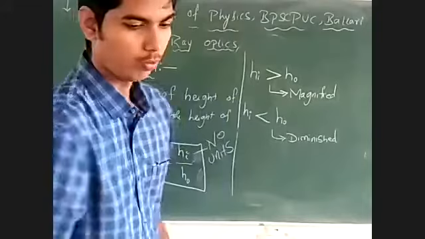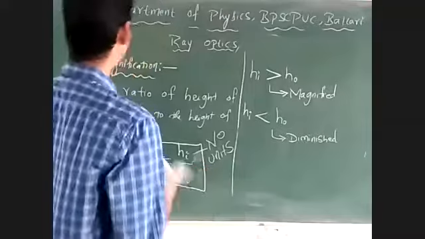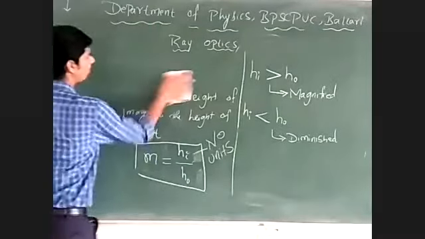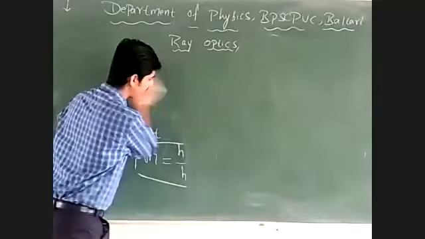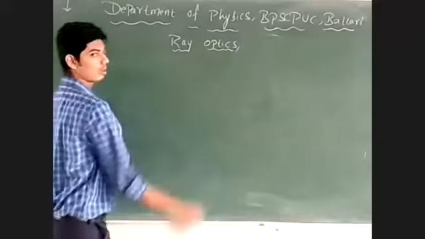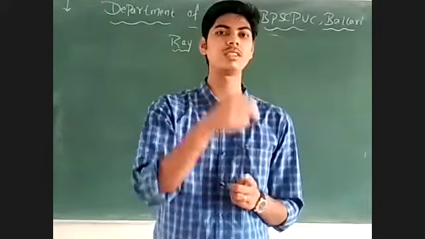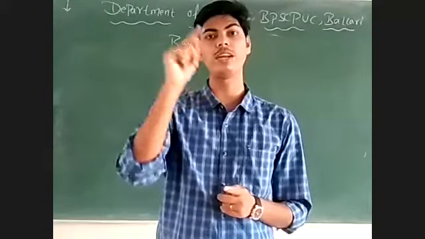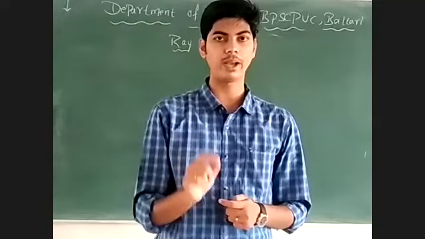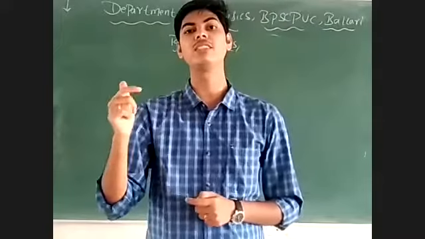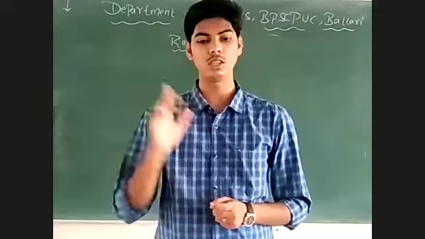Okay, we'll try to quickly finish off today's discussion. Now we will try to obtain an expression for magnification in terms of image and object distance. You know, magnification is hi by ho, that is in terms of height of image and height of object. Now we will express magnification in terms of image distance and object distance.